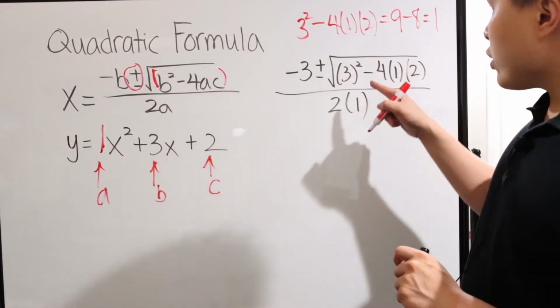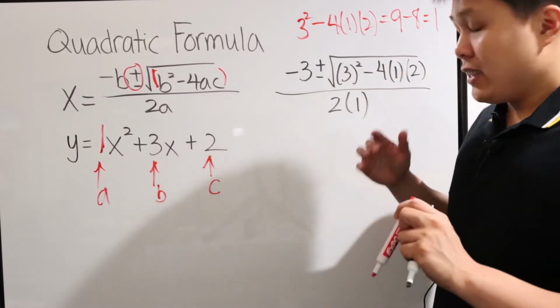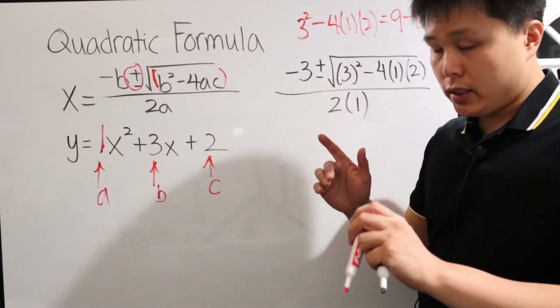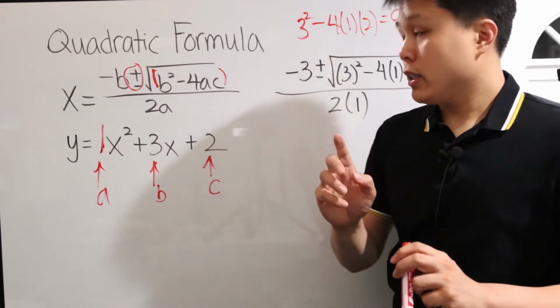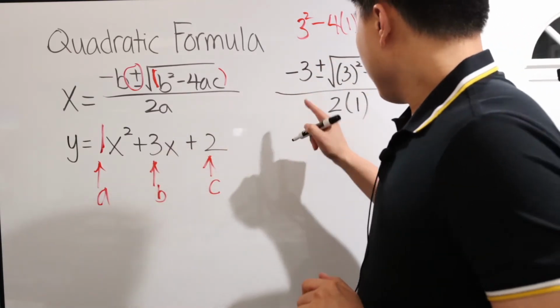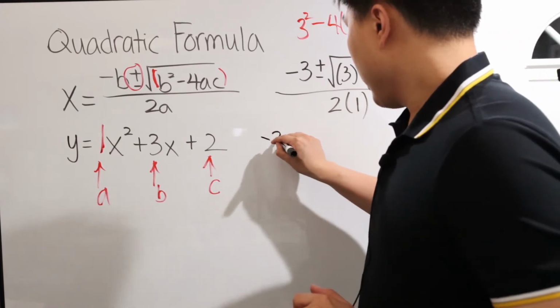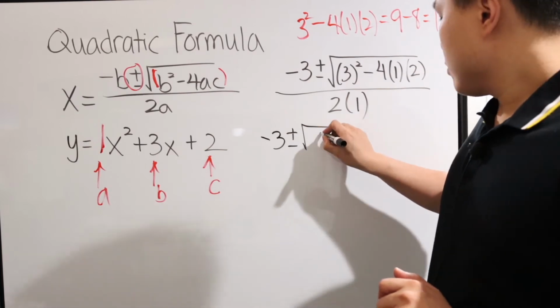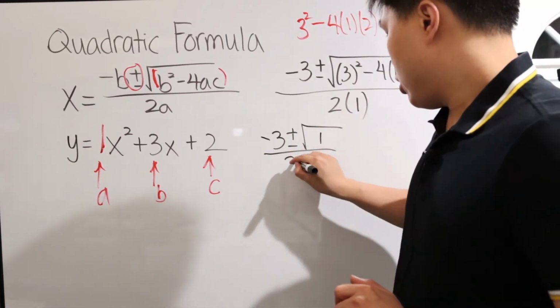Okay, so this whole thing in here is just 1, right? It's not 0. It's not some crazy negative number. So in that case, there's actually 2 x-intercepts. So let's just plug it in and see what happens. Rather than this whole thing now, it's going to be negative 3 plus or minus the square root, and we figured out it's just 1, all over 2 times 1, which is just 2.